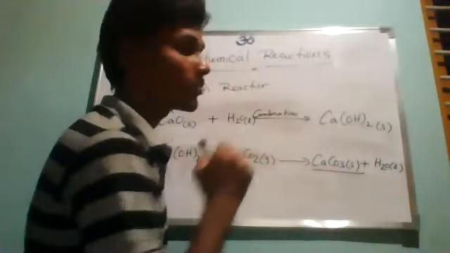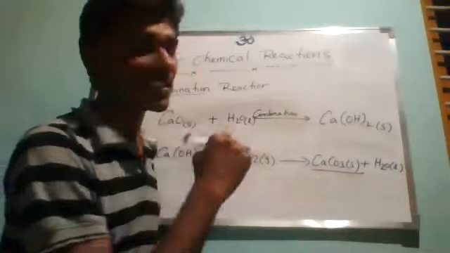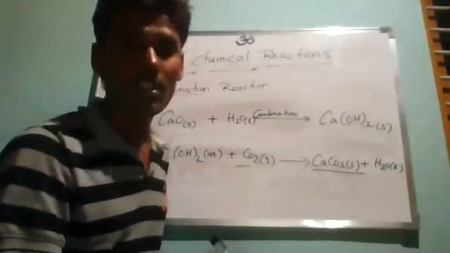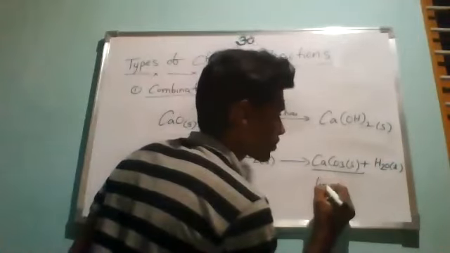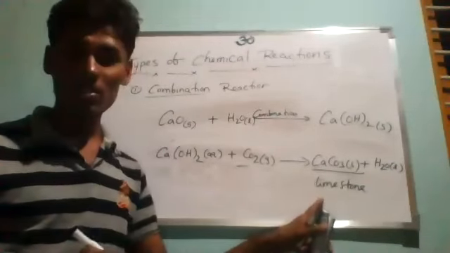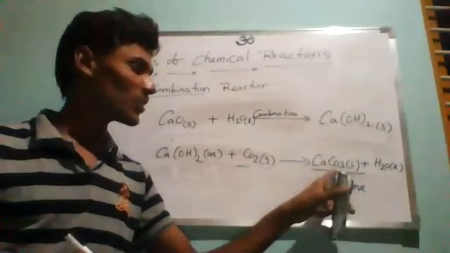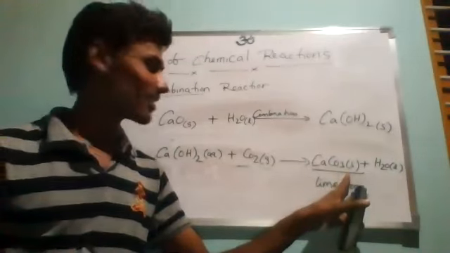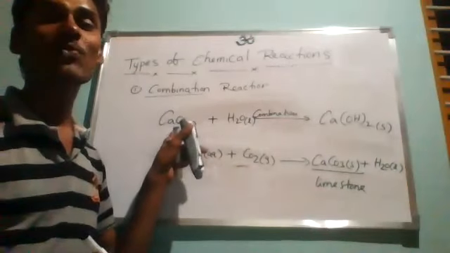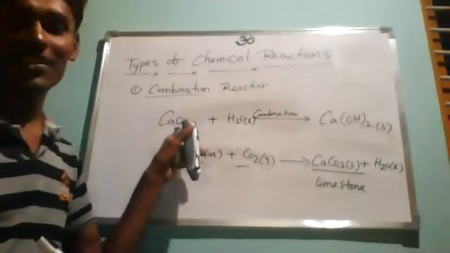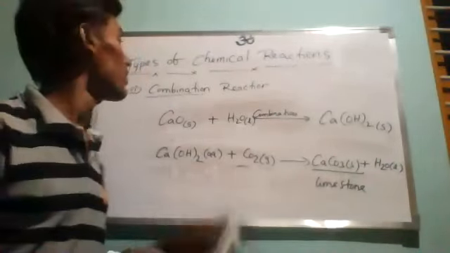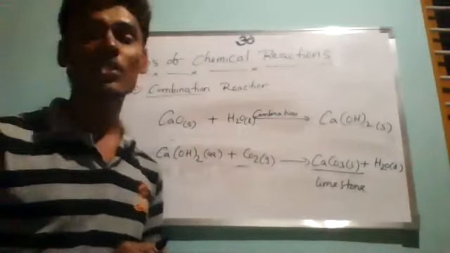You remember a very important name. The scientific name of CaCO3 is calcium carbonate, and the general name is limestone. Why is it called limestone? Because by heating CaCO3 powder, again we can form CaO, calcium oxide. Understood? That is why it is called limestone. That we will study in the second type of chemical reactions, that is decomposition reaction.